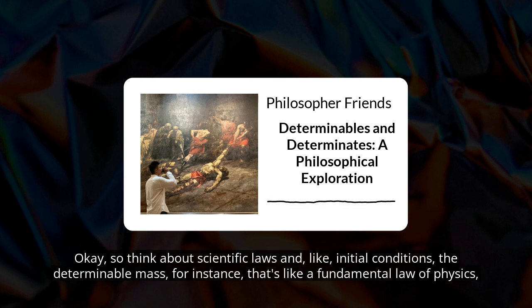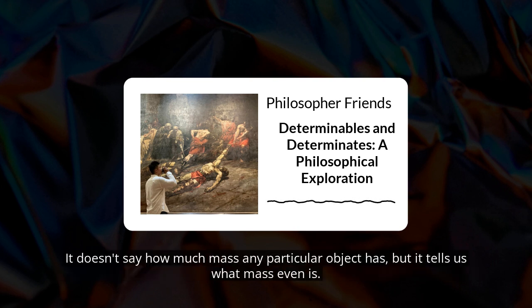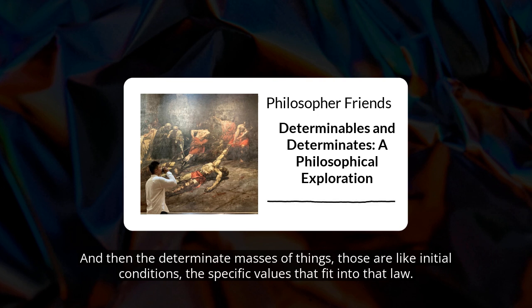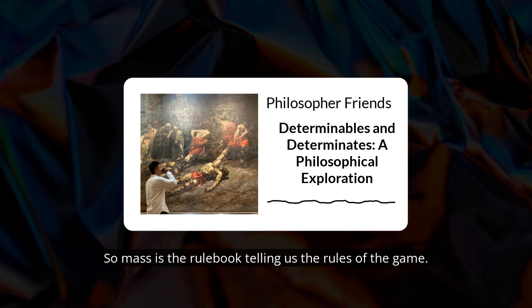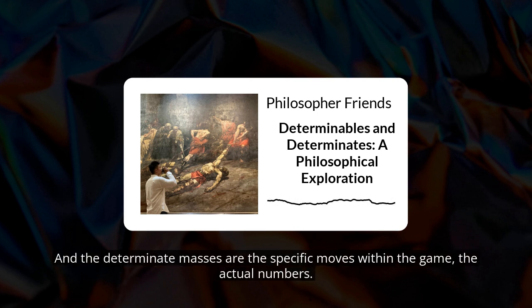So think about scientific laws and initial conditions. The determinable mass, for instance, is like a fundamental law of physics, right? It doesn't say how much mass any particular object has, but it tells us what mass even is. And then the determinate masses of things are like initial conditions, the specific values that fit into that law. So mass is the rule book, telling us the rules of the game, and the determinate masses are the specific moves within the game, the actual numbers we see.